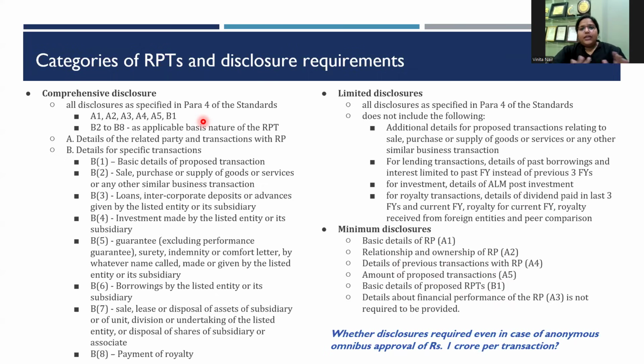There are some generic details on the proposed RPT which are to be provided, basic details of the proposed RPT. And then there are 7 line items where the nature of disclosure depends on the nature of transaction. If I'm talking about sale or purchase of goods or services, then that is specifically covered under para B2. Similarly, we have financial transactions of loan, intercorporate deposits, advances given by the listed entity or the subsidiary under B3. B4 talks about the investments made by the listed entity or the subsidiary. B5 talks about guarantee, where we are not including the performance guarantee. So the financial guarantee, surety, indemnity, comfort letter.